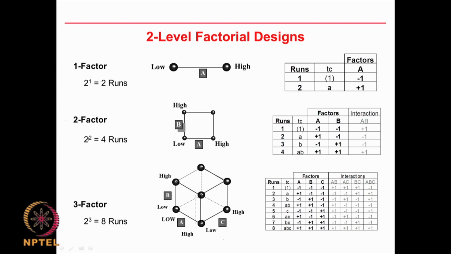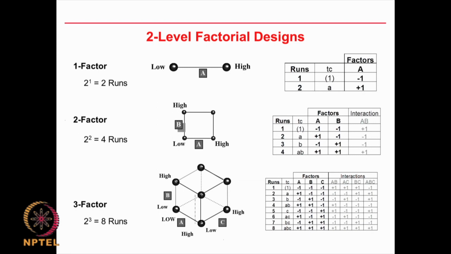Suppose we have 2 factors like A and B at 2 levels, 2 raised to the power 2, that is 4 experiments. So, we need to do 4 experiments, run 1, 2, 3, 4, and this is one way of representing them. Factor A, when you put minus 1, that is at low level, when you put it at plus 1, you call it high level. So, factor A at low level, factor B at low level, factor A at high level, factor B at low level, factor A at low level, factor B at high level, factor A at high, B at high. So, this is one way of representing: minus 1, plus 1, minus 1, minus 1, plus 1, plus 1, plus 1.